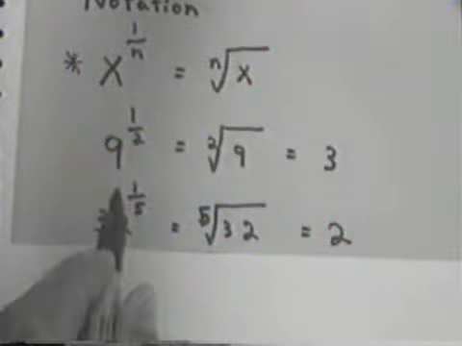Since 3 was too big, let's guess 2. And I need something used as a factor 5 times to give 32. 2 times 2 is 4, times 2 is 8, times 2 is 16, times 2 is 32. So 2 used as a factor 5 times gives 32. So therefore we have 32 to the 1/5 is the 5th root of 32, which is 2.